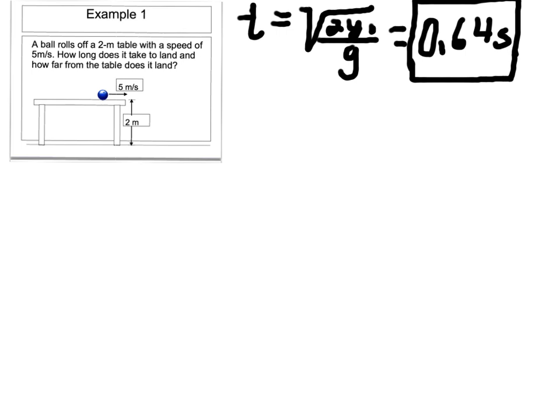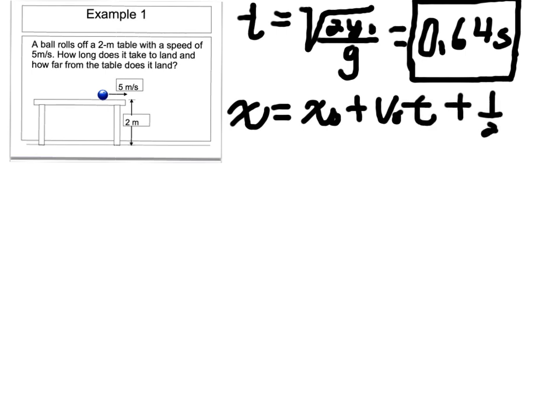And that actually makes answering the second question pretty easy. How far from the table does it land? So I know that my position equation says x equals x0 plus v0 t plus 1/2 a t squared. So my x position is what I'm trying to find. Initial x is going to be 0. I have an initial v0, 5 meters per second, so I'll leave that alone. There's no acceleration in x.